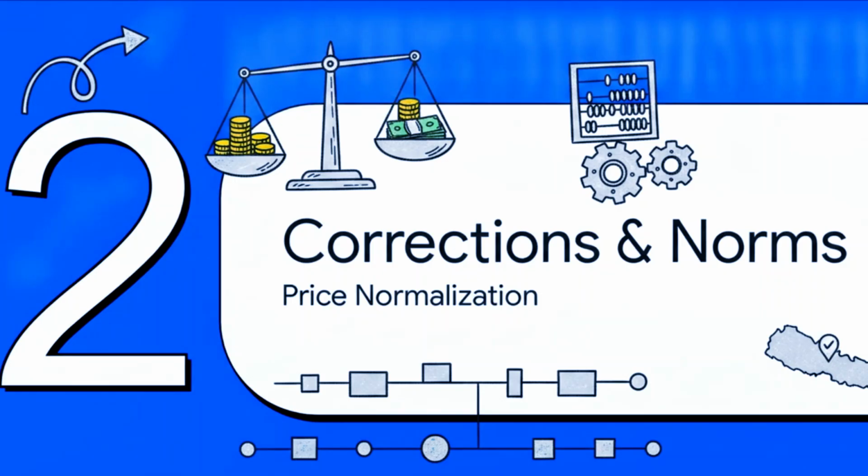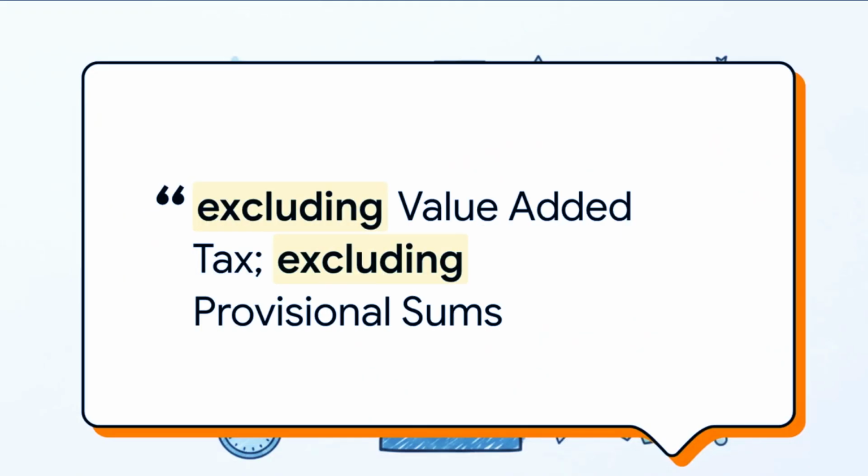Section 2, Corrections and Price Normalization. To make sure we have a true like-for-like comparison across all bidders, ITB 35.2a gives us some very explicit instructions. You are strictly mandated to exclude value-added tax and exclude provisional sums from the evaluation price. Why is this absolutely crucial? Well, you can't fairly evaluate one bid that includes VAT against another that completely forgot it, or leave a provisional sum in some prices and remove it from others. Normalization ensures we're comparing apples to apples.